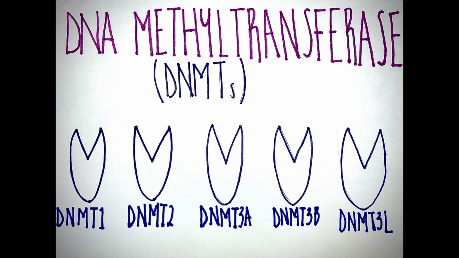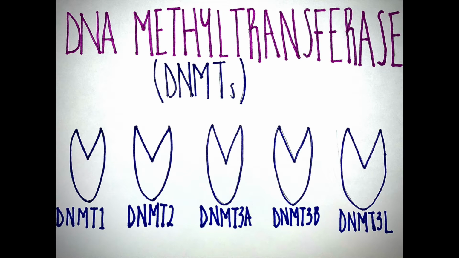DNMT2 is a methyltransferase homolog that methylates cytosine 38 in the anticodon loop of aspartic acid transfer RNA instead of DNA. DNMT3A, 3B, and 3L have preference for unmethylated CpG dinucleotides and perform de novo methylation during development. Cooperation among different DNMTs is also required in methylating some regions of the genome, particularly repetitive elements.